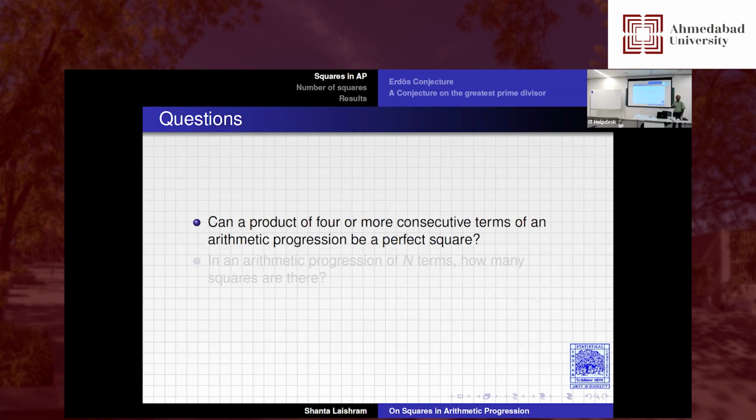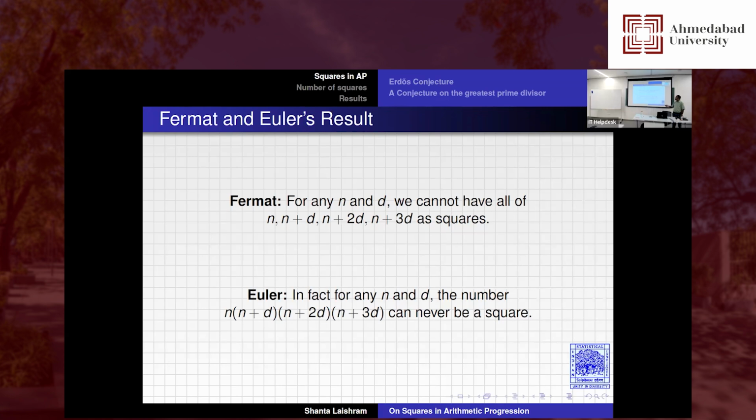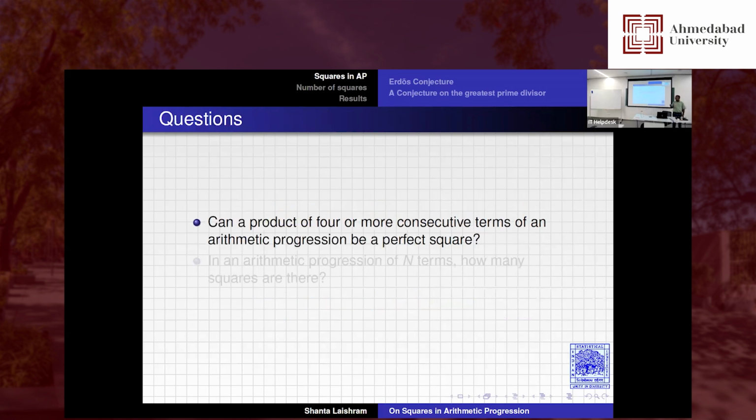Now obviously 2 important questions come up. The first question is that Euler says the product of 4 consecutive terms of an AP cannot be a square. So the next question is, can you have a product of 5 or more, I mean, 4 or more terms?